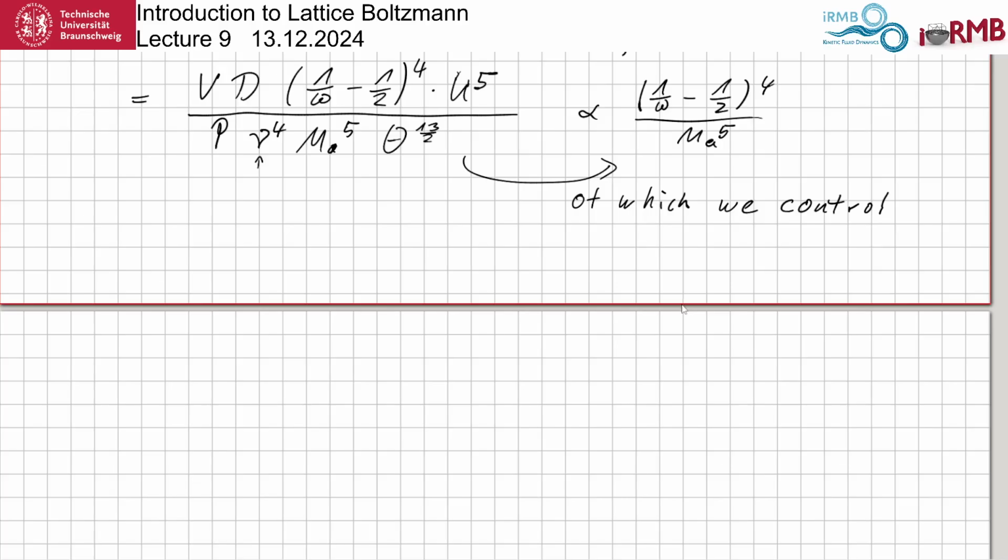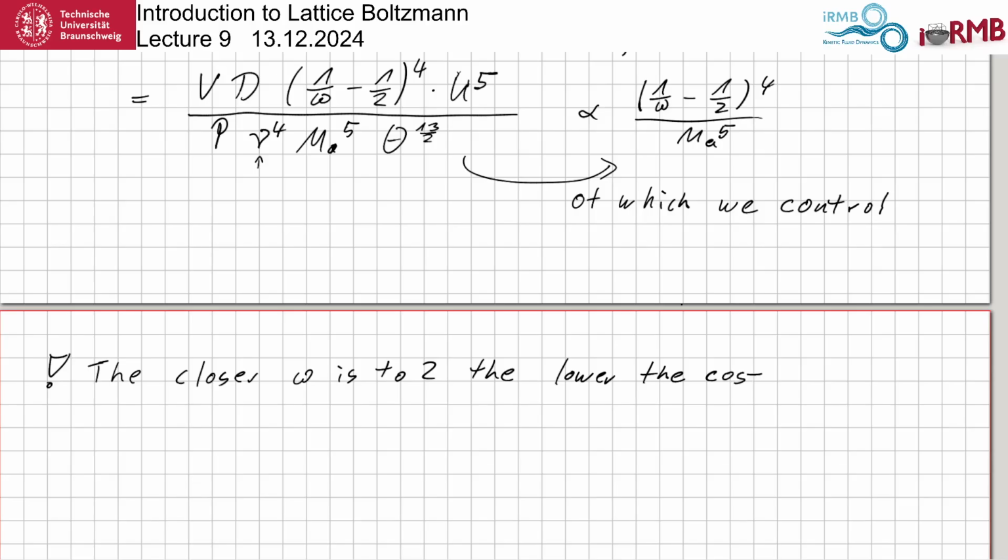Okay, so one thing is the Mach number, but the first thing we are dealing with is the omega. What we see is the closer omega is to 2, the lower the cost. I mean, changing the Mach number always comes with some headache. It doesn't feel right, right?